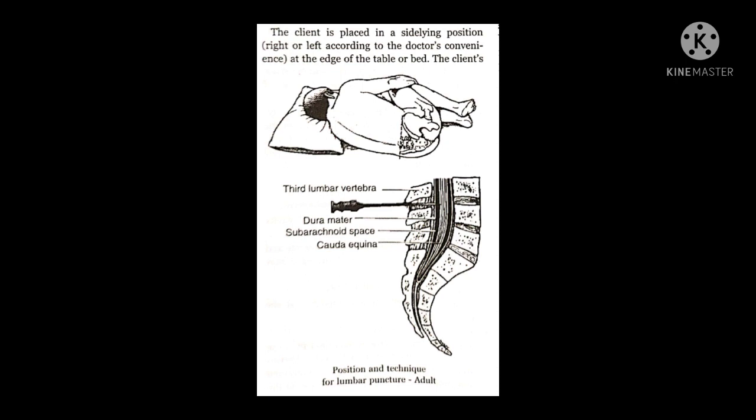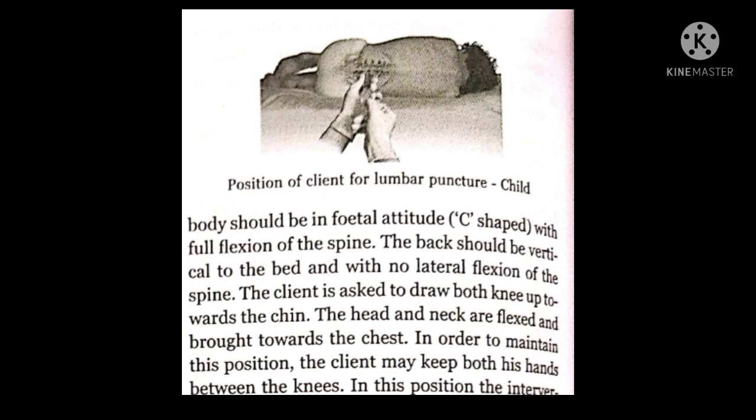The client is placed in a side-lying position, right or left according to the doctor's convenience, at the edge of the table or bed. Position of client for lumbar puncture. Child: body should be in fetal attitude, C-shaped, with full flexion of the spine. The back should be vertical to the bed and with no lateral flexion of the spine.